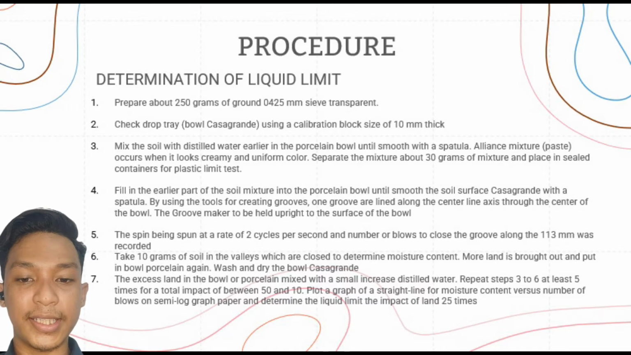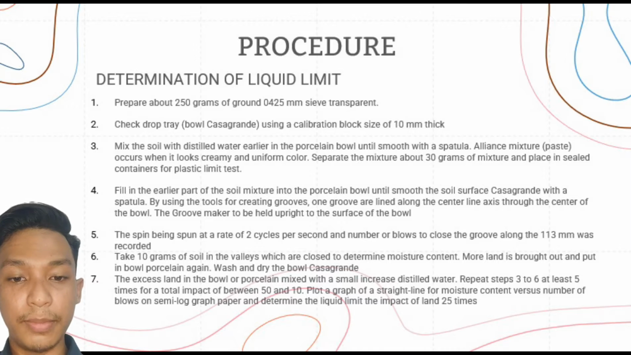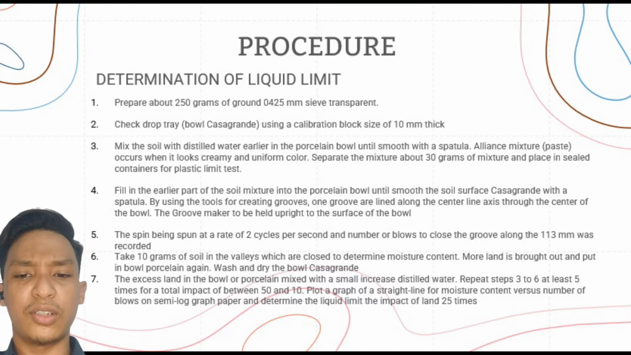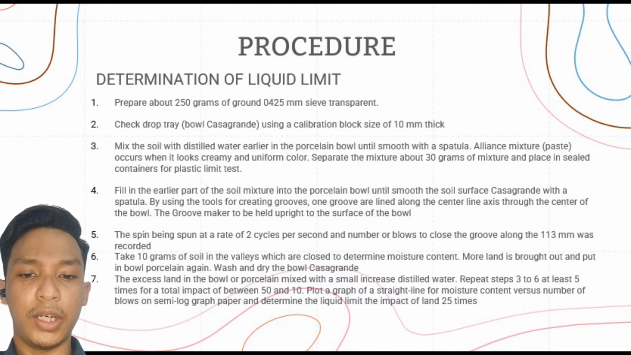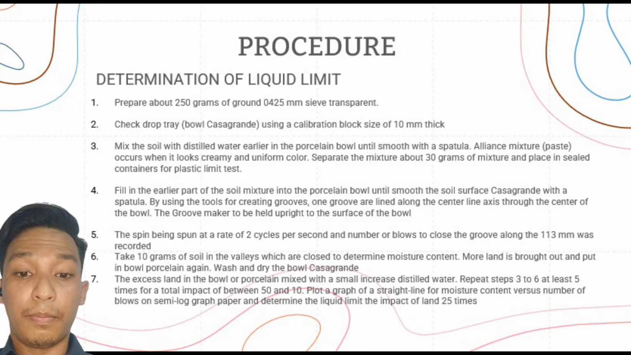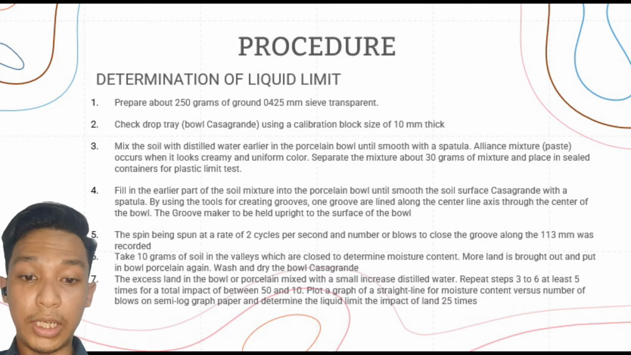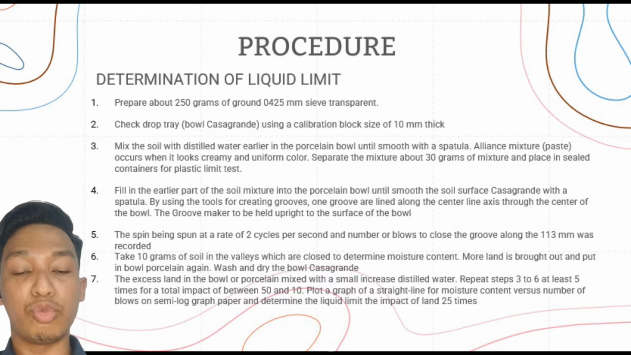The last step is to mix the excess soil in the porcelain bowl with a small amount of distilled water. Repeat steps 3 to 6 at least 5 times for a total of blows between 50 and 10. Plot a graph of a straight line for moisture content versus number of blows on semi-log graph paper and determine the liquid limit at an impact of 25 blows.